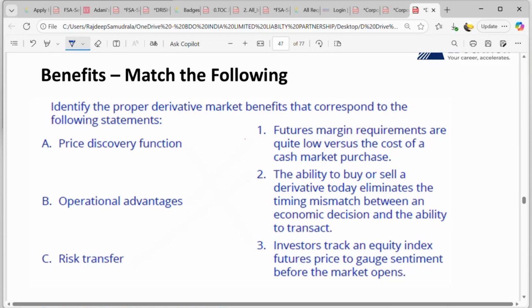Right. So for A, what's the answer? Price discovery function, operational advantages, and risk transfer. So what are the other meanings of the words, price discovery? Operational advantages and risk transfer. Answer, guys. Can you unmute and answer?